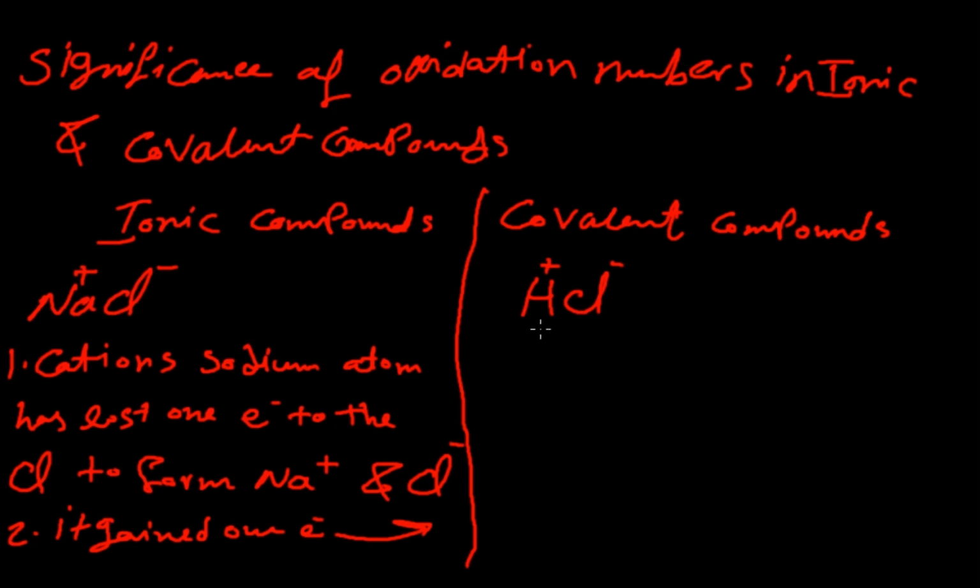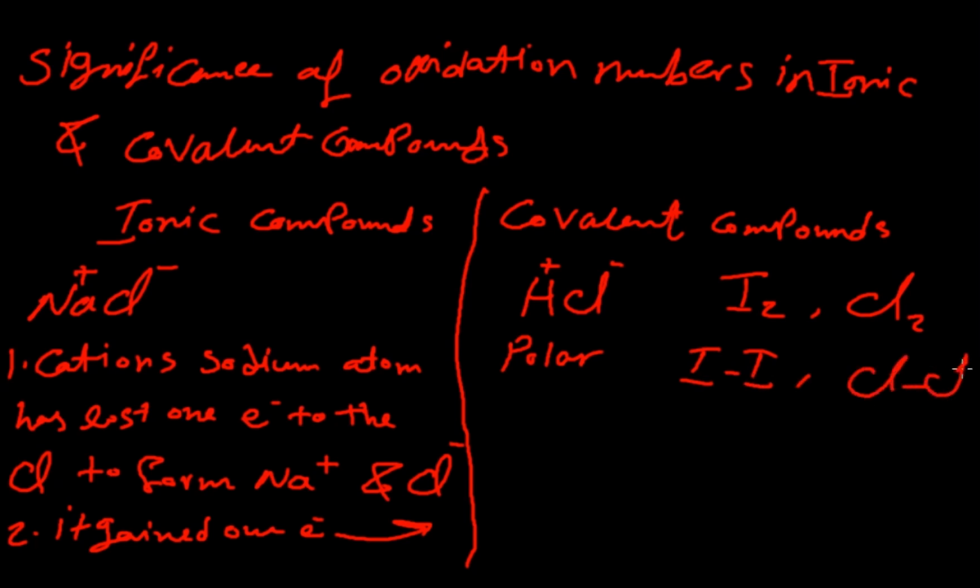Polar, which have dipole moments such as HCl, and nonpolar, let me write it here, so this one should be polar. Something nonpolar and covalent at the same time, such as halogens, for example I2, Cl2, all of them are covalent but nonpolar.